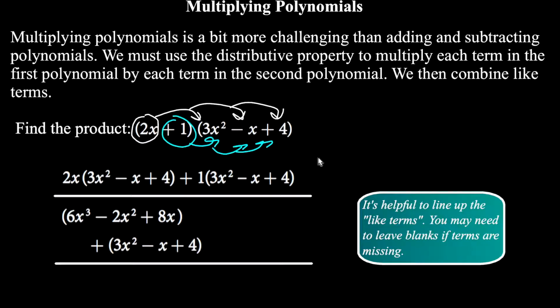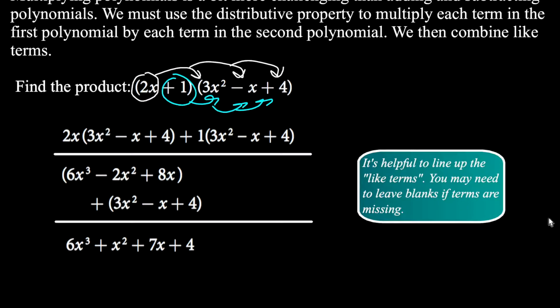Now the thing to keep in mind when you're doing this, it's a good idea, you'll notice that I lined up the terms that are similar vertically so that it's easy to add those together. So when we find the product, we get 6x cubed plus x squared plus 7x plus 4. So that's a good idea for you to go ahead and line those up vertically. It'll make adding your terms easier. Sometimes you won't have every term, so you might not have an x term or an x squared term, so you might want to leave a space there for the terms that are missing.